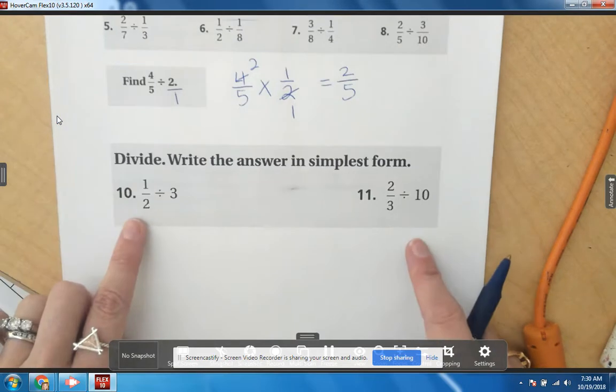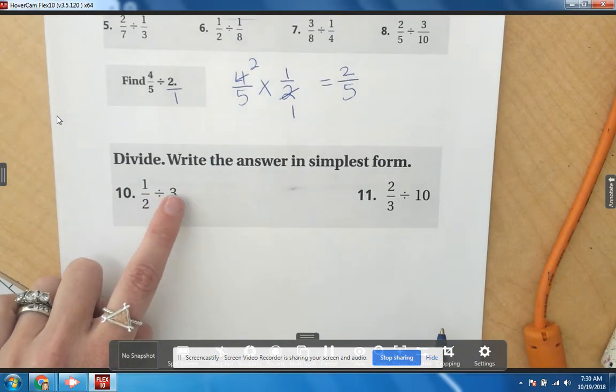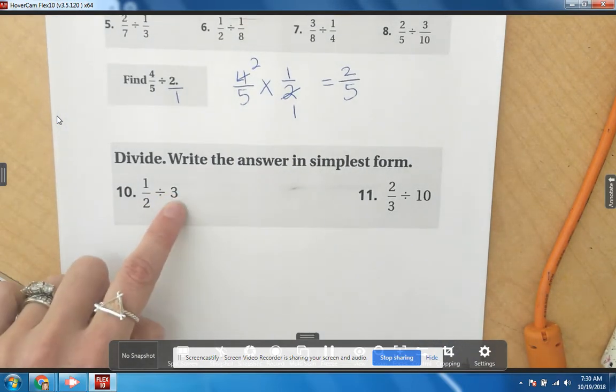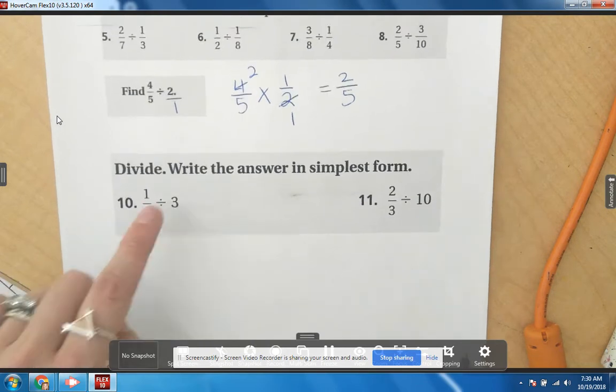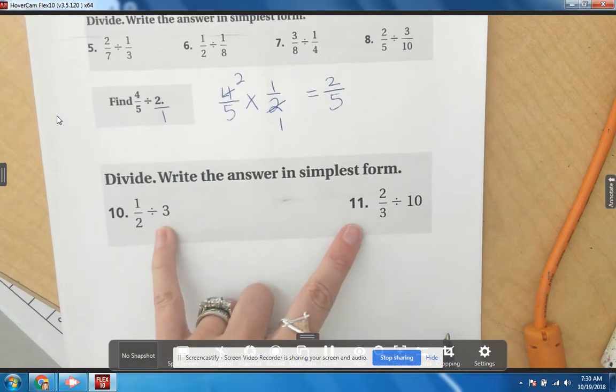Okay, so you try these 2. So keep, change, flip, but don't forget to write it as 3 over 1 first. Cross cancel if you can, multiply across. Pause and try both of these ones.